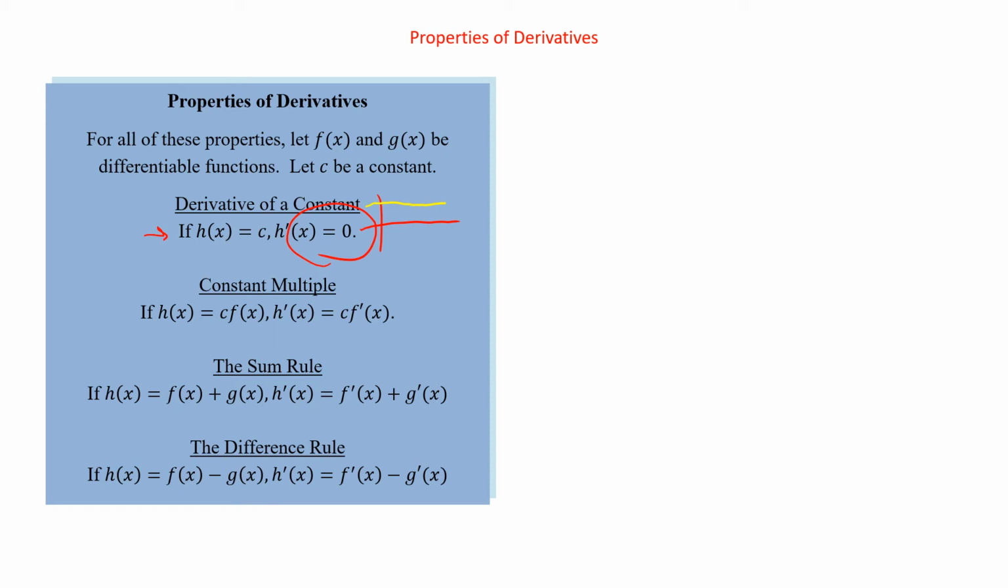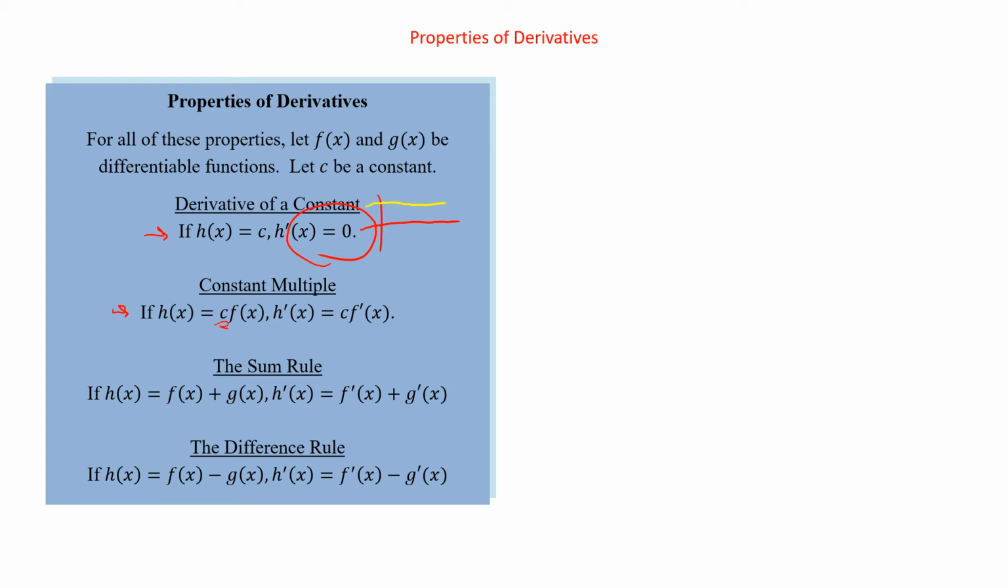So be aware of that. A constant multiple: if you're multiplying by a number in front, then you're going to multiply the derivative by that number.